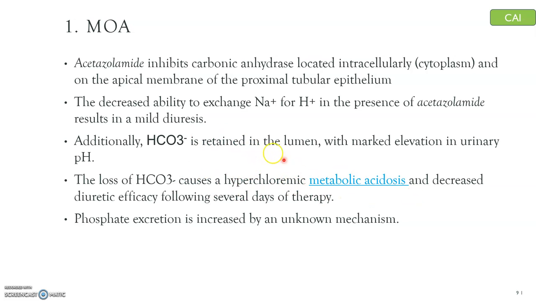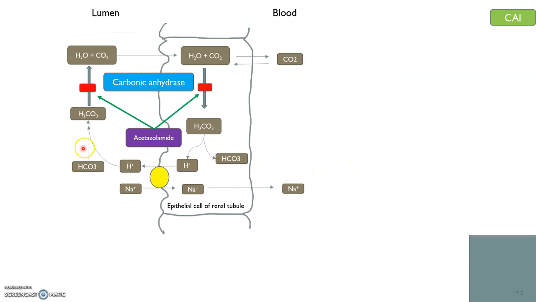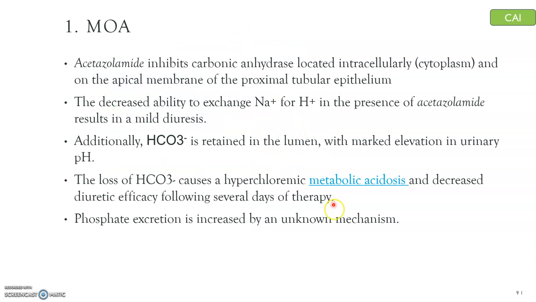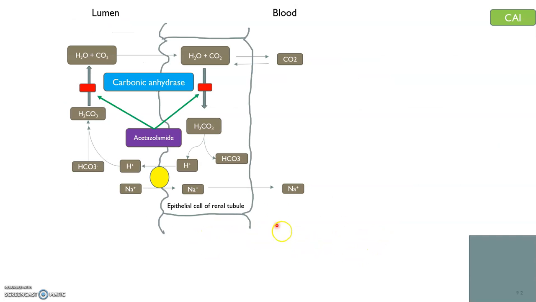So we're going to have a hyperchloremic metabolic acidosis and a decrease in the diuretic efficacy following several days of therapy. Meaning after a few days of therapy, the diuretic effectiveness is going to reduce, and we might also get a hyperchloremic metabolic acidosis. We remove all this bicarbonate, all the alkaline, so the blood becomes more acidic. Phosphate excretion is also increased. Somehow the carbonic anhydrase inhibitors tend to increase the excretion of phosphate, but the mechanism is not that clear.